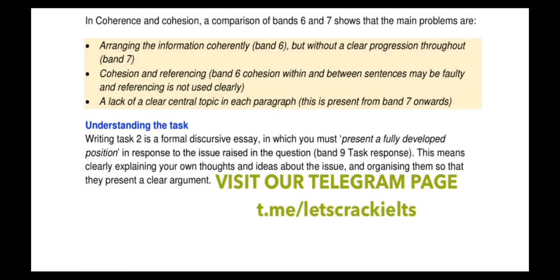In coherence and cohesion, a comparison of bands 6 and 7 shows that the main problems are arranging the information coherently, band 6, but without clear progression throughout, band 7. The second one, cohesion and referencing. Band 6: cohesion within and between sentences may be faulty and referencing is not used clearly.